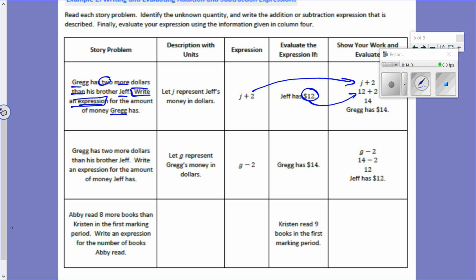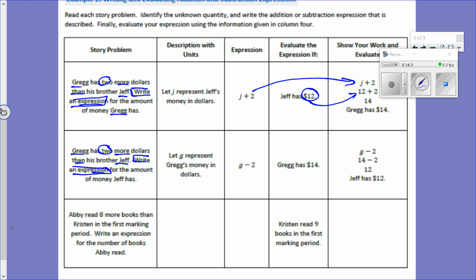Now, let's look at the next one. Greg has $2 more than his brother Jeff. Write an expression for the amount of money Jeff has. Ooh, that looks very similar, does it not? Well, it's the only thing that changed. The number, or the letter. Why did the letter change?